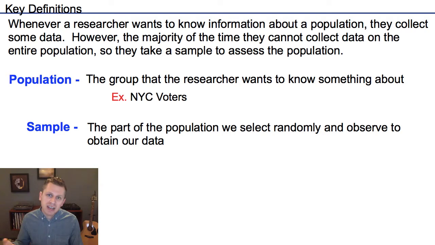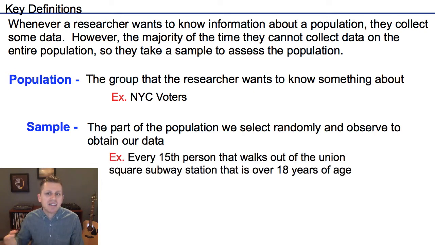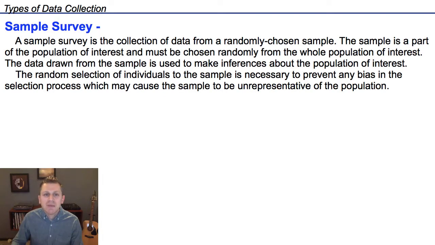So instead, what I would do is I would ask a smaller subset of the population and see who they're going to vote for. So maybe the sample is I stand outside of the Union Square subway station, and every 15th person that walks by that is of age to vote, I just simply ask them, hey, who do you plan on voting for? In this way, I would randomly be selecting a subset or a sample of the population and asking them information that is going to indicate how many New York City voters would vote for a candidate. This process is called a sample survey. It's called a sample survey because you're surveying a sample of the population.